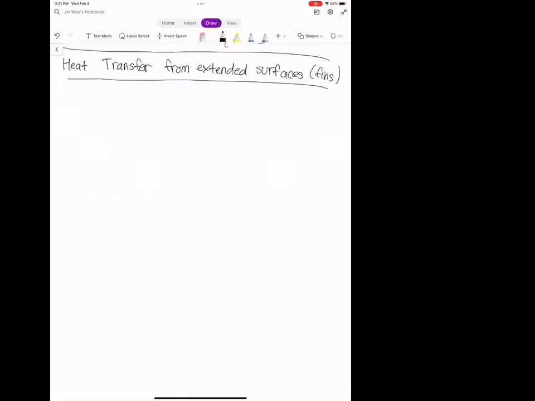All right, so let me start this section by saying that up until this point, one big assumption that we've been making is that our heat transfer has only been occurring in a single direction, right? And so we've only just been looking at 1D heat conduction.